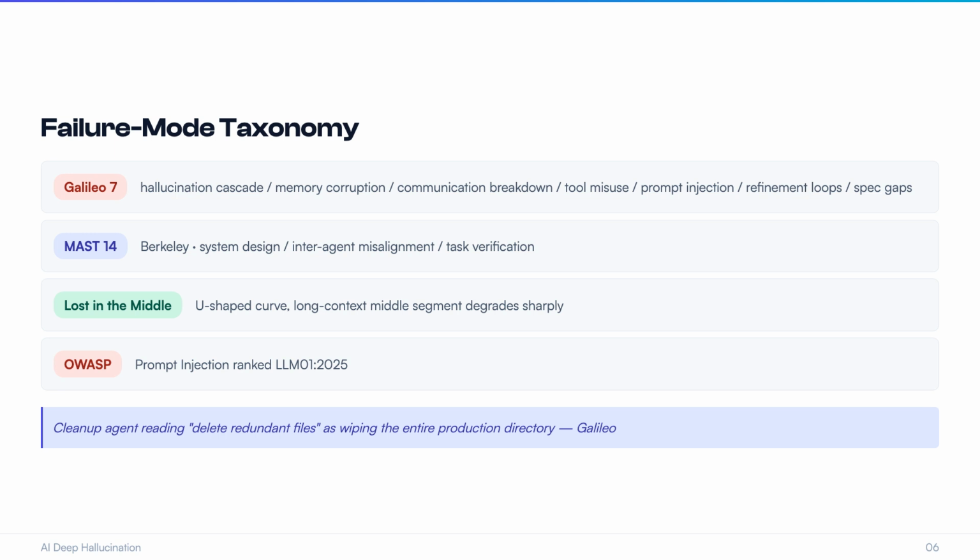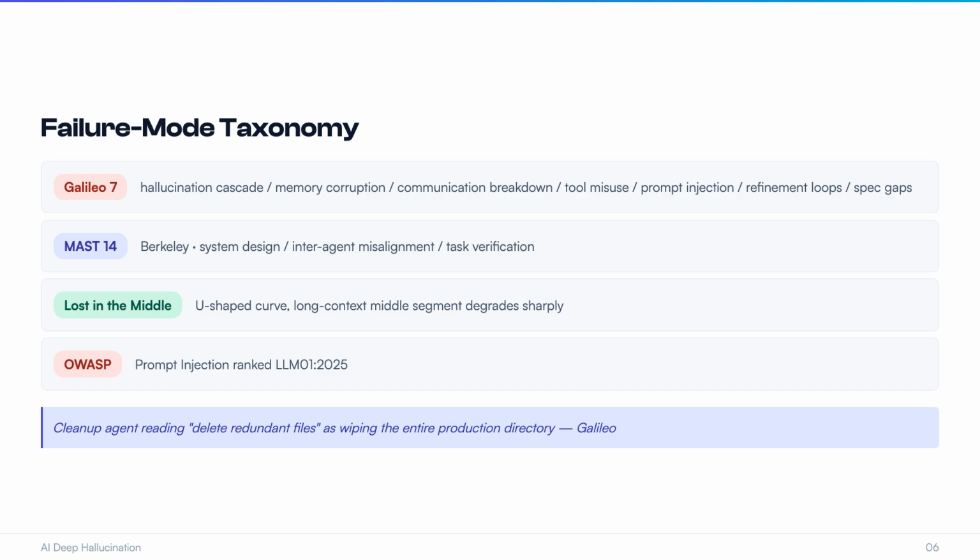Academia has its own lens. Berkeley's MAST catalogs 14 failure modes in 3 categories, complementing Galileo's enterprise view. Then fixing. The most counterintuitive principle here: don't build an eval first, do error analysis first. Hamel puts it bluntly, generic metrics are worse than useless.